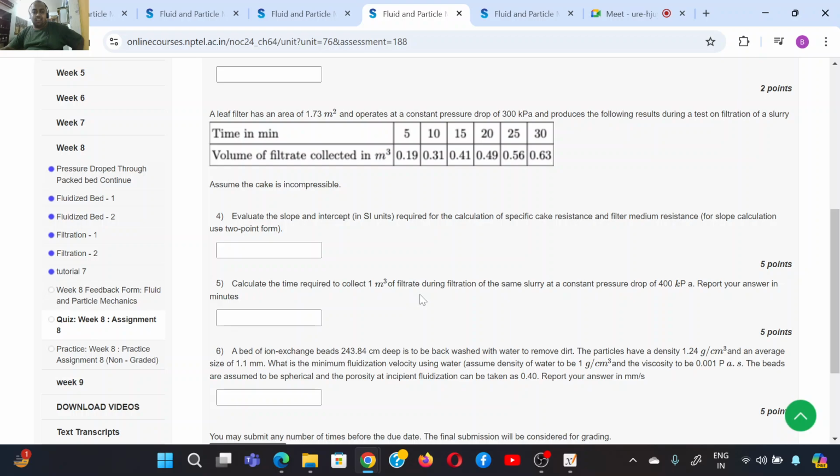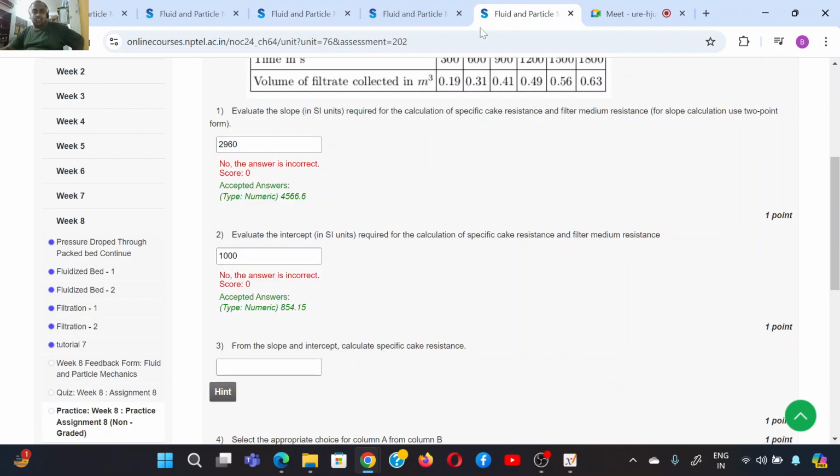Sir, put the slope value in 1000, sir, like that. I put it now. They are telling the slope is 4566.6, and this 840, 854.1. I'm not sure. I don't think this is the answer.